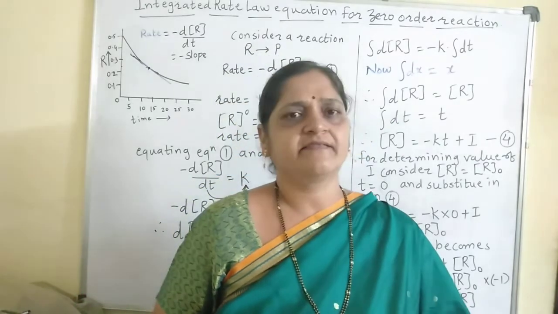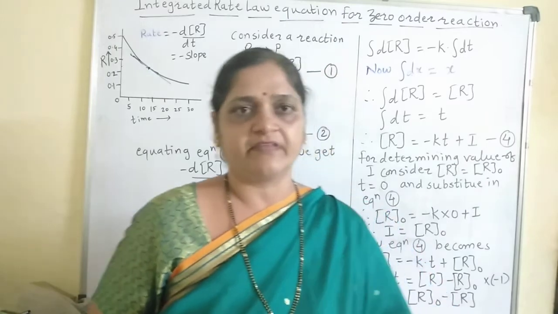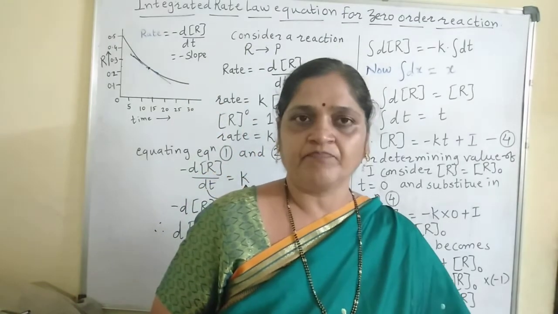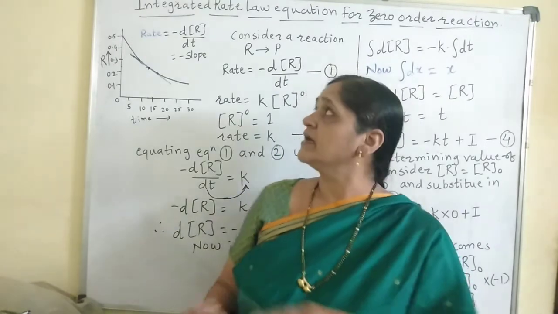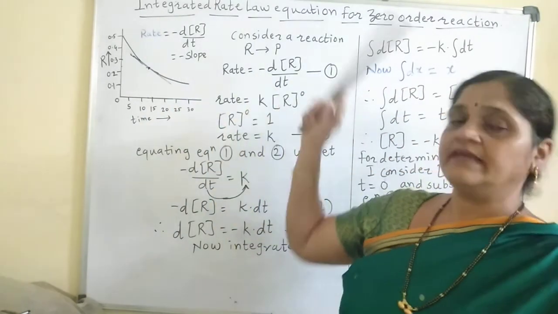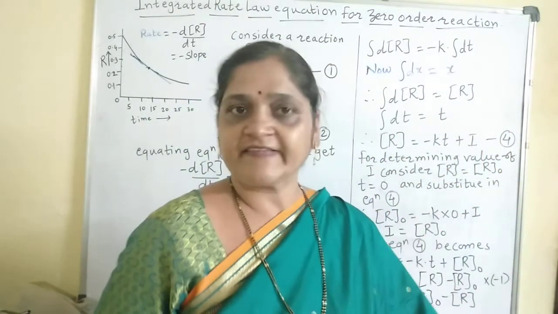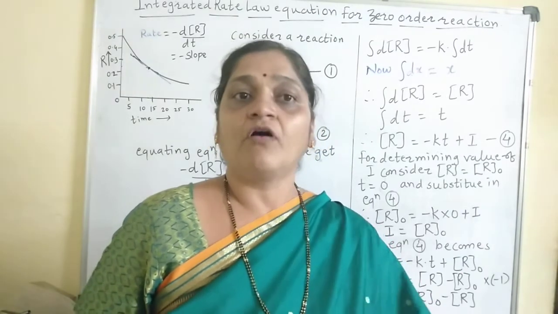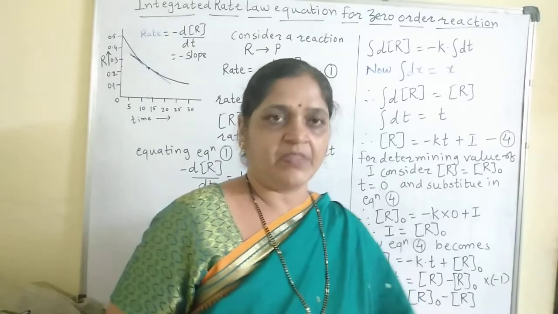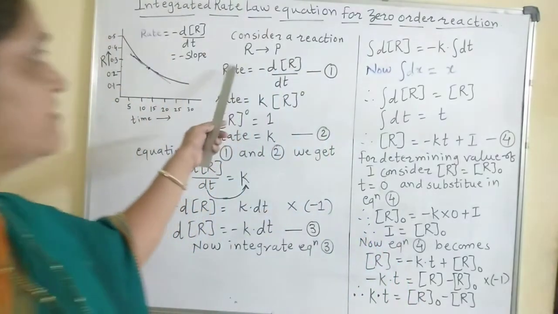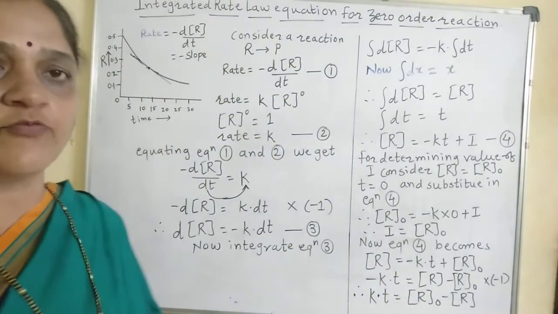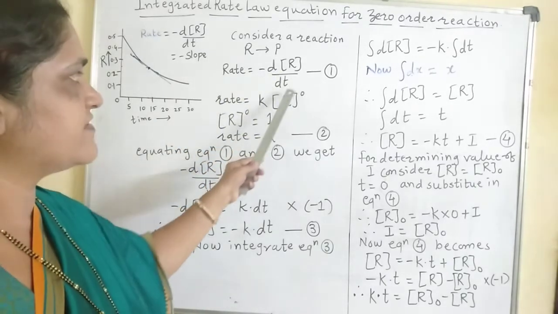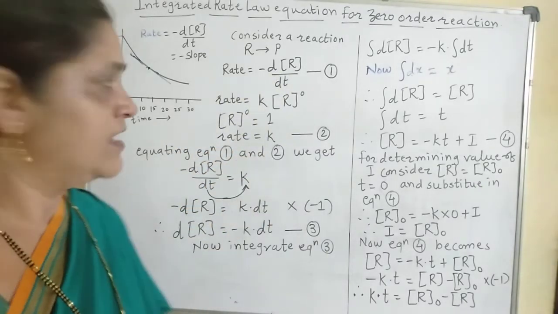Therefore, we need some simple equation that can be directly related to the experimental data, and that is nothing but the integrated rate law equation. So now let us see how to determine the integrated rate law equation for a zero order reaction. Now consider one reaction, where reactant R is getting converted into product. You know this equation, rate is equal to minus d[R] upon dt.